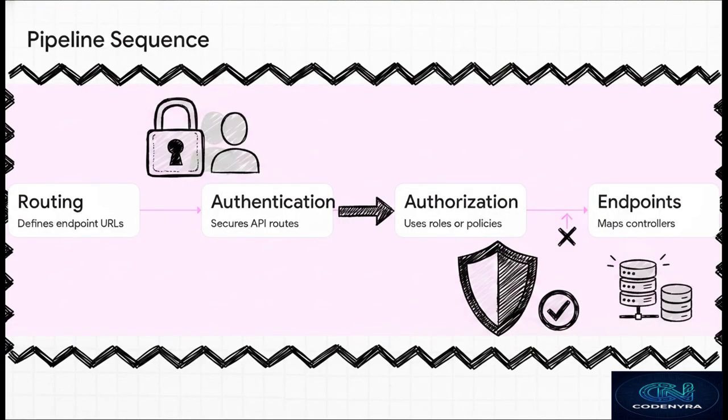Because of how this assembly line works, the sequence of these steps is absolutely crucial. The order you configure them in your startup file matters immensely. Consider the flow: routing, authentication, authorization, endpoints. You absolutely cannot authorize a user to access a sensitive resource before you've actually authenticated who they are, right? If you mix up steps 2 and 3, your pipeline will literally fail securely. The request has to survive this exact sequence.